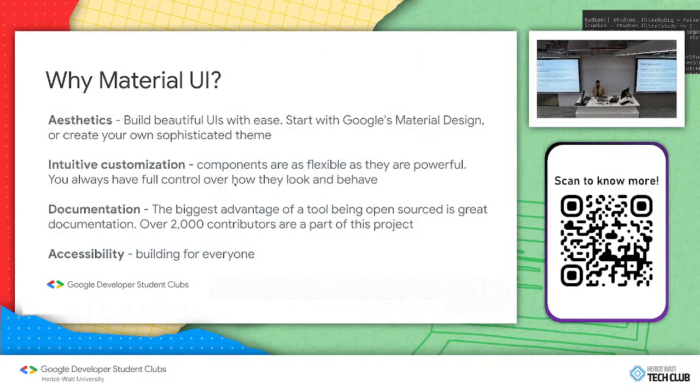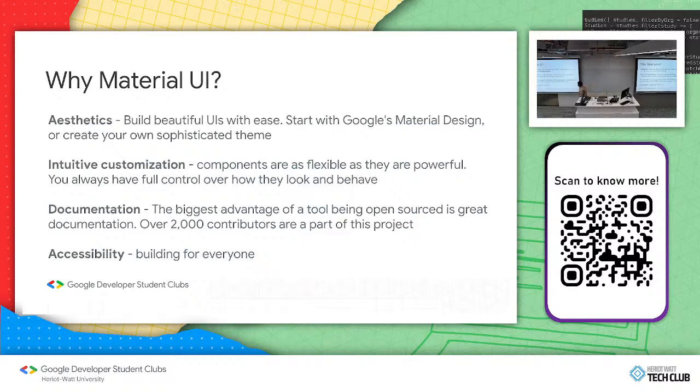So the next thing we'll cover is why Material UI. As I mentioned before, the documentation is pretty good. The biggest advantage of a tool being open sourced is it can have great documentation, as anyone can go ahead and contribute to the project. There are over 2,000 contributors that have contributed to Material UI so far. It has great aesthetics. We can build beautiful user interfaces with ease.